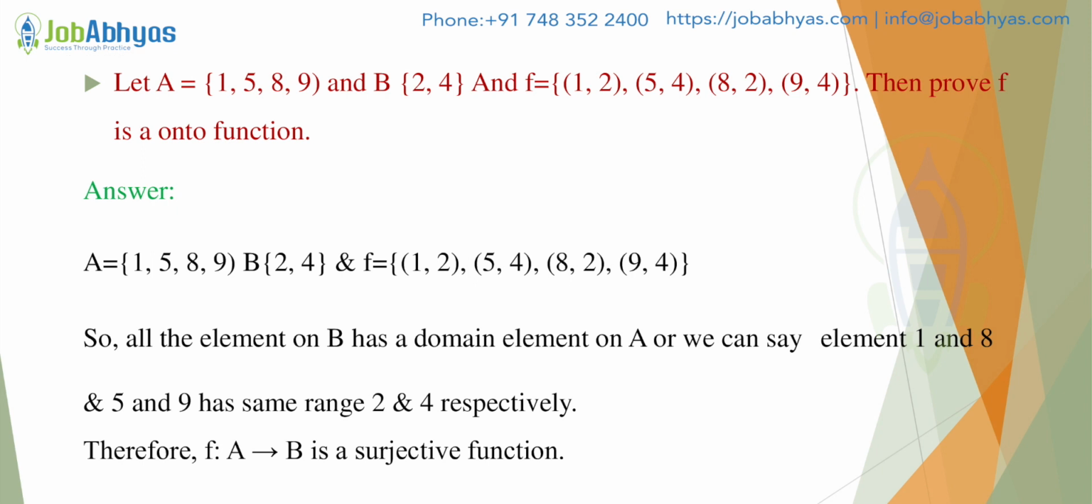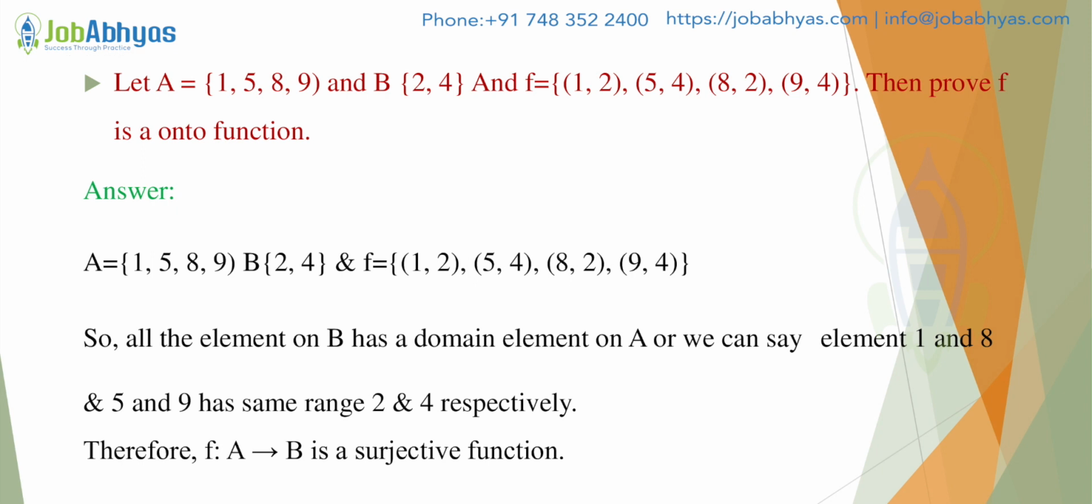For example, let us consider a set A = {1, 5, 8, 9} and B = {2, 4} and f is equal to the set {(1, 2), (5, 4), (8, 2), (9, 4)}. Then we want to prove that f is an onto function. Given that A is equal to the set {1, 5, 8, 9} and B is equal to the set {2, 4}, and given function f is equal to the set {(1, 2), (5, 4), (8, 2), (9, 4)}.